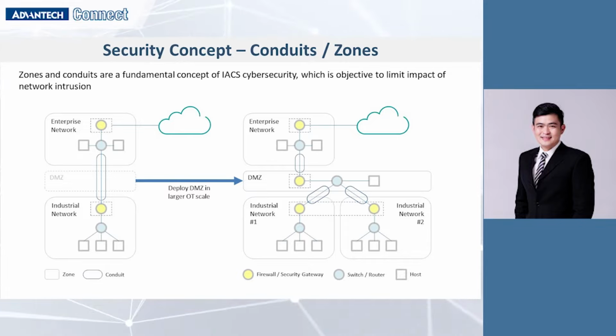profiles. By using a combination of conduits and security zones, organizations can segment their industrial control systems into smaller, more manageable components, each with its own security controls and risk profile. This helps to limit the impact of a security breach by containing the attack within a single zone or conduit and preventing it from spreading to other parts of the industrial control system.